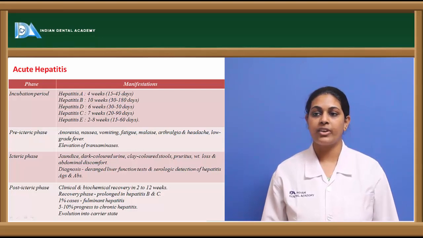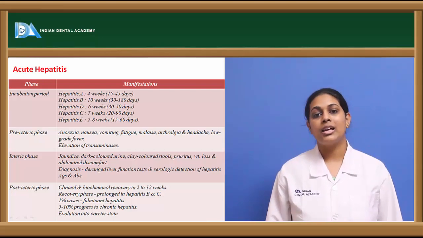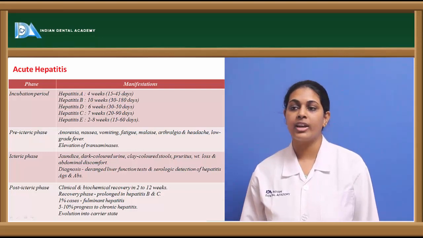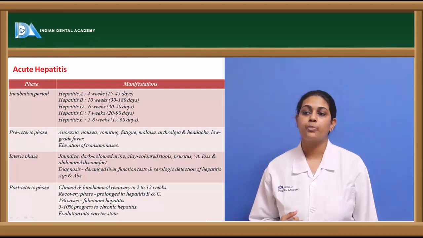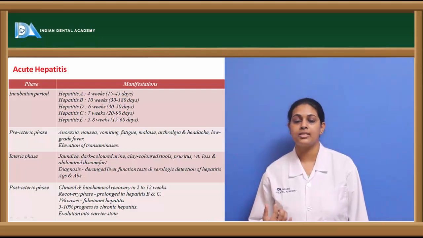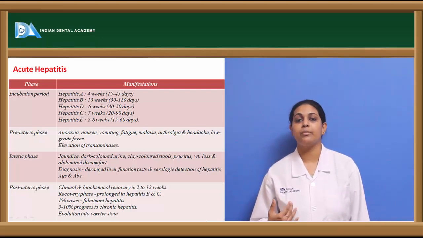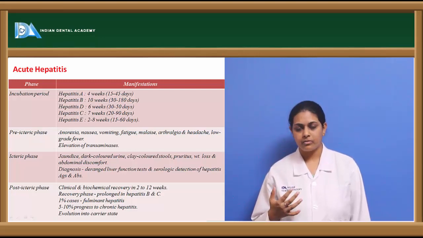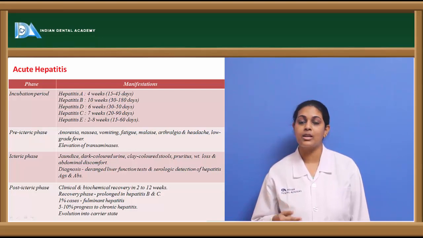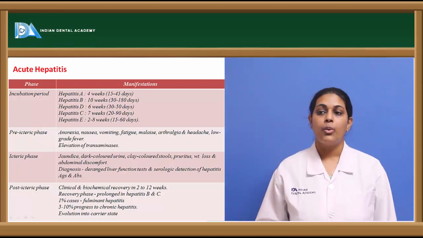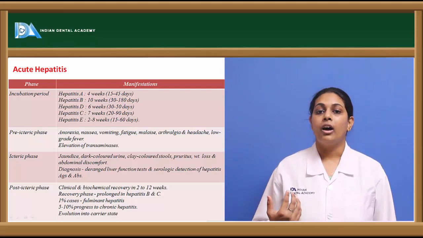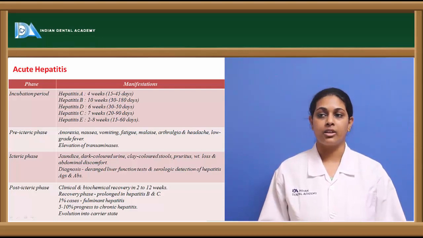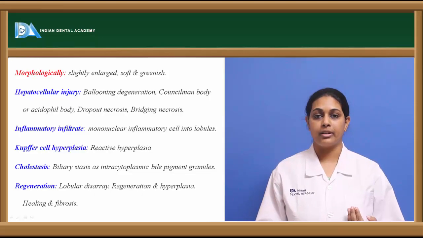Coming to the post-icteric phase, it is usually based on the clinical as well as biochemical recovery in 2 to 12 weeks. This recovery phase is prolonged in hepatitis B as well as in hepatitis C. In 1% of cases, the condition might progress to fulminant hepatitis, whereas in 5 to 10% of cases, it might progress to chronic hepatitis. Otherwise, the condition might completely resolve, or there might be evolution into the carrier state. So this is about acute hepatitis.